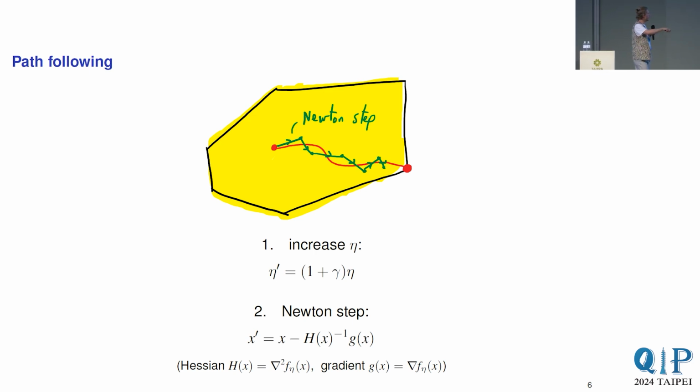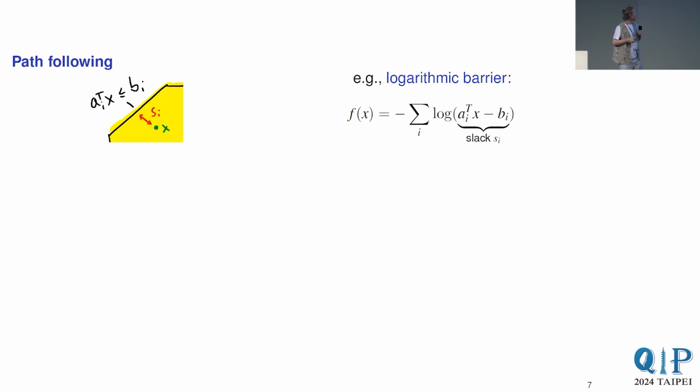It takes the following form. We start from some point x, and we're going to subtract the inverse of the Hessian multiplied with the gradient. Okay, so this is a Hessian matrix of second derivatives, and here's the gradient of this function f eta. Good. So how do these Hessians and gradients, what kind of form do they take? Let's look at the logarithmic barrier again. I already introduced this notion of slack, which kind of measures how close we are to this particular face of the polytope, a_i transpose x minus b_i, and f of x is just minus the sum of the logs of this thing.